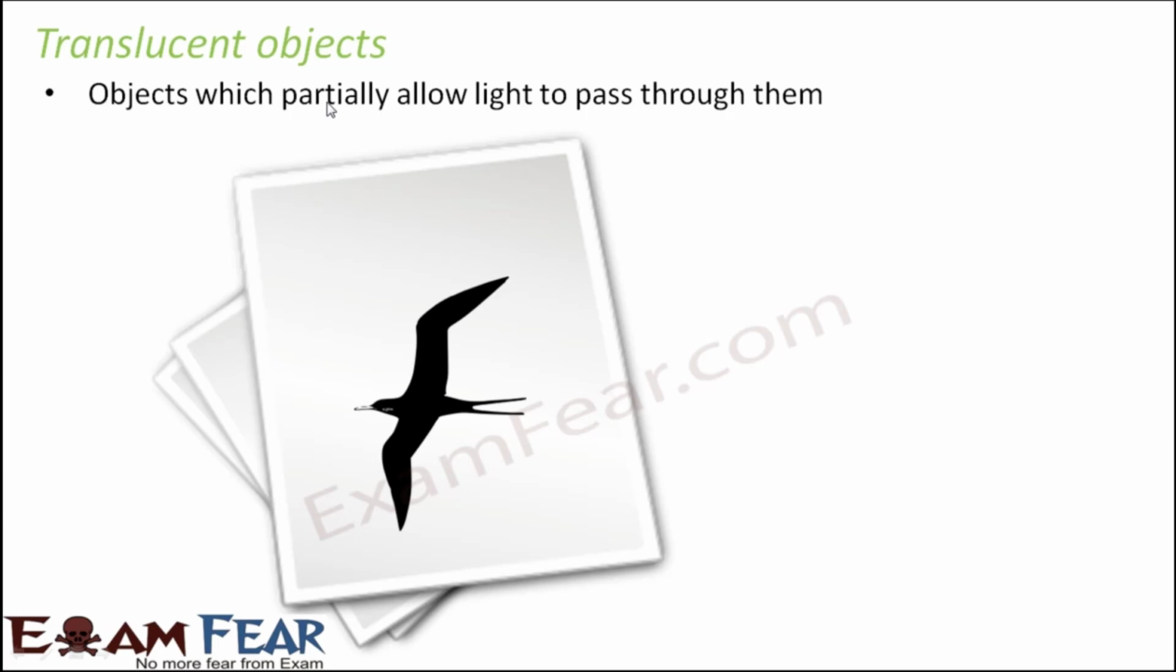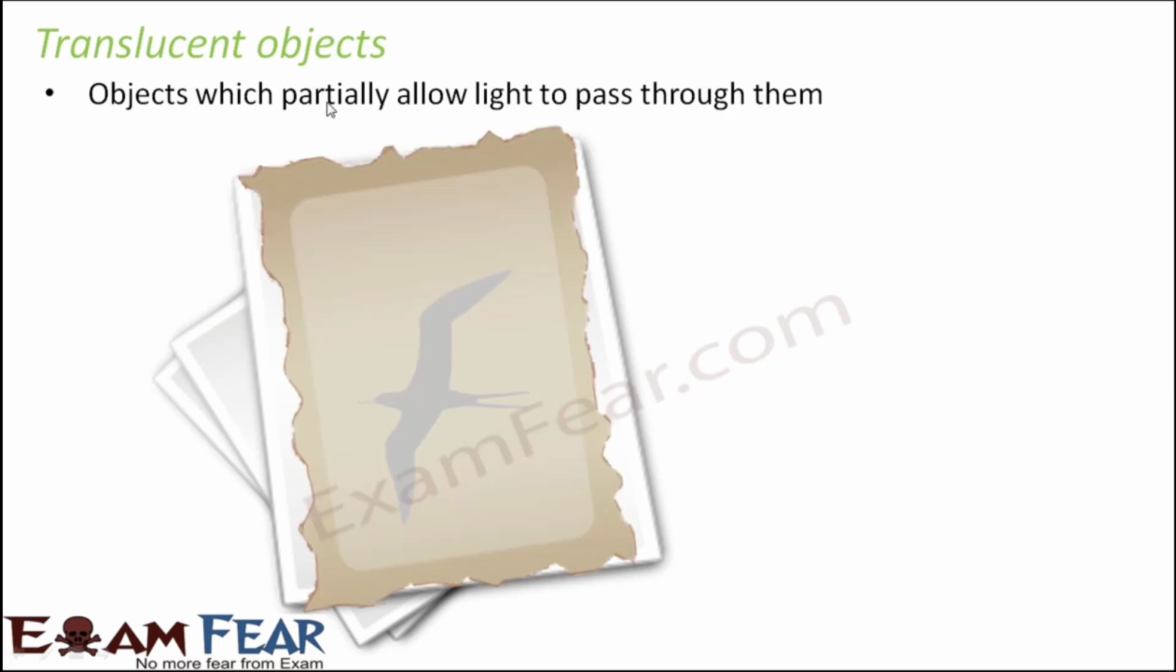Let's say this is a white sheet of paper on which a bird is drawn. So now we can very clearly see the bird. Let's say we put a translucent film over it, a translucent paper over it. What happens? We are still able to see the bird, but it becomes unclear because not enough light is able to pass through it.